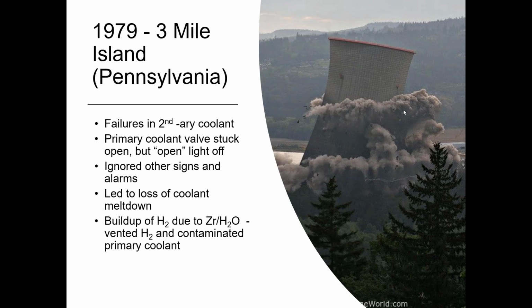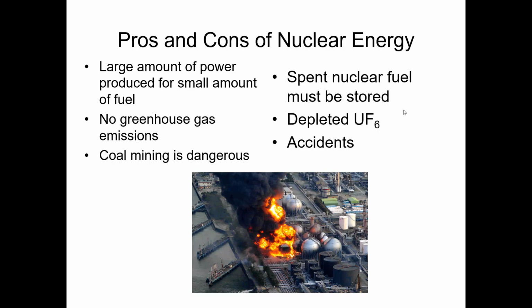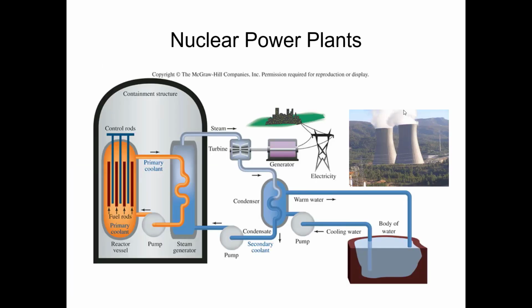So there was an issue going on with the secondary coolant system, but also it had to do with the primary coolant. Okay, so the primary coolant valve was stuck open, but the open light was turned off because the open light was related to whether the solenoid that controls that valve was able to open or close. So the solenoid itself was malfunctioning, and so that light was off, and yet the valve itself was stuck open. So what does that mean for what's actually physically happening?